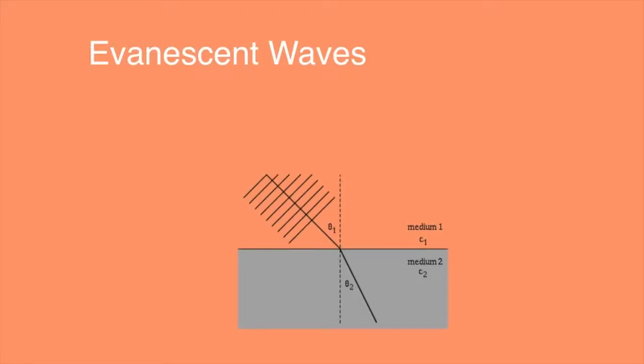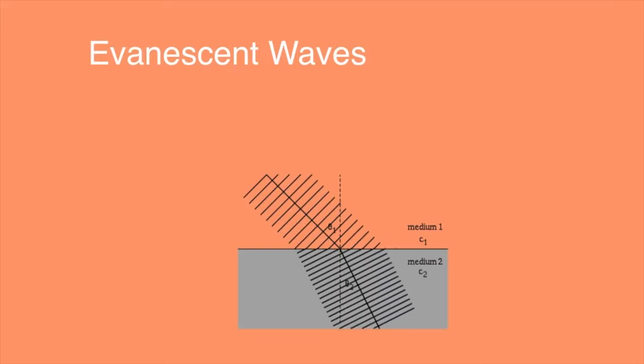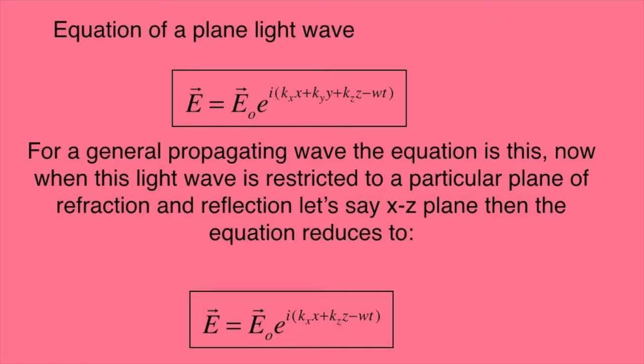So, in this video, we will be explaining evanescent waves. The part of evanescent waves that we will be covering is the evanescent waves that are formed due to total internal reflection. There are several other evanescent waves which we will only partly mention. So, before that, let us consider the equation of a plane light wave.